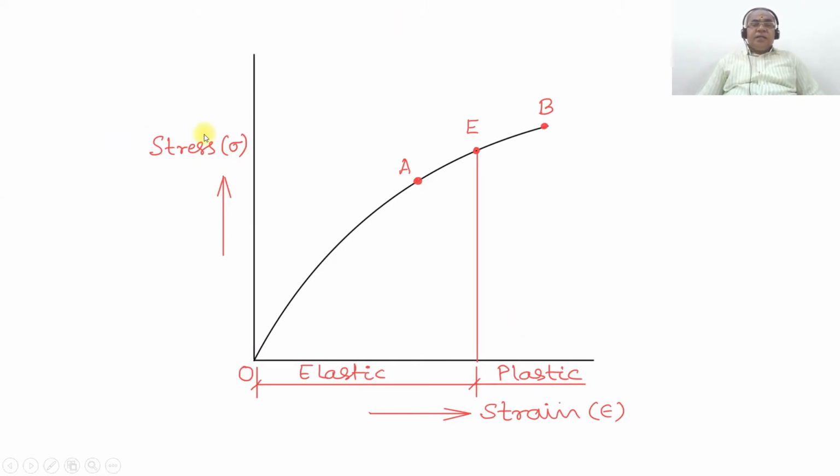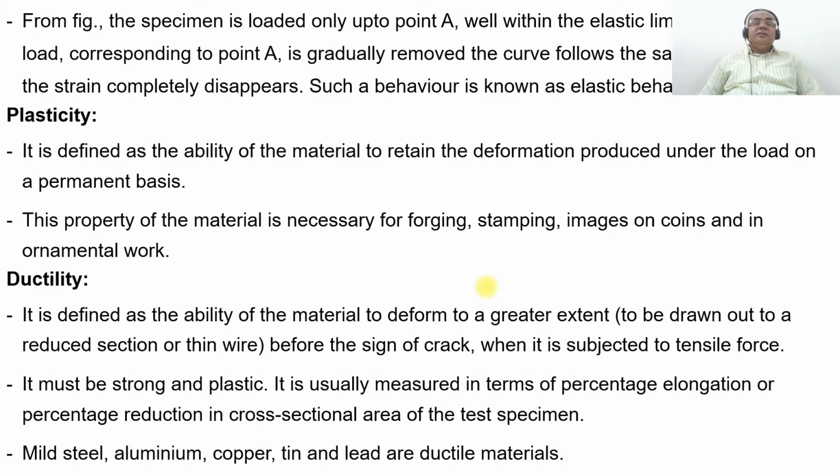This is the general graph for stress versus strain, wherein from O to A we have the elastic property. Once permanent deformation occurs, the material enters the plastic stage. From this figure, if the specimen is loaded up to point A, well within the elastic limit E, and the load corresponding to point A is gradually removed, the curve follows the same path AO, and the strain completely disappears. Such behavior is known as elastic behavior.